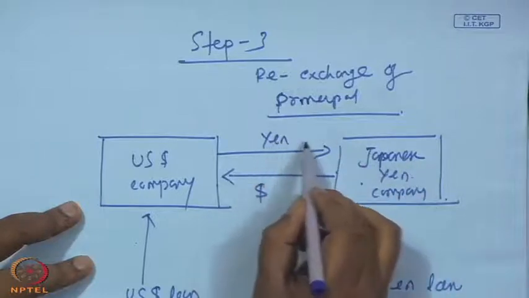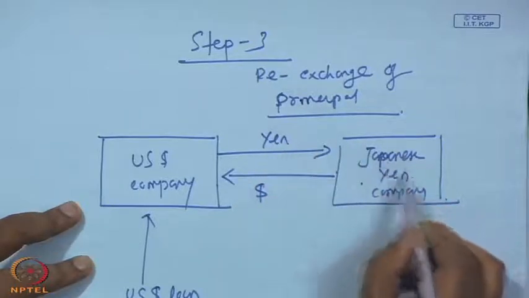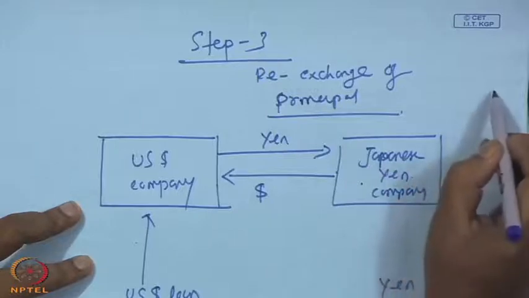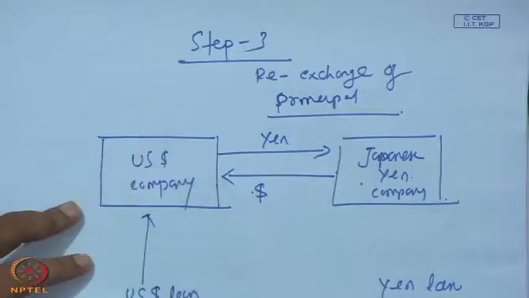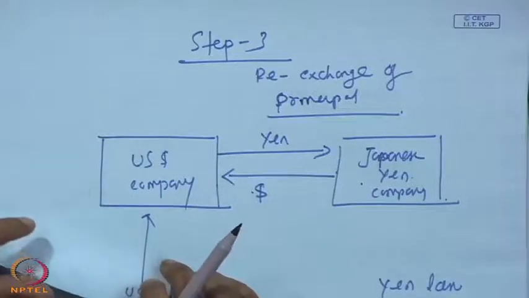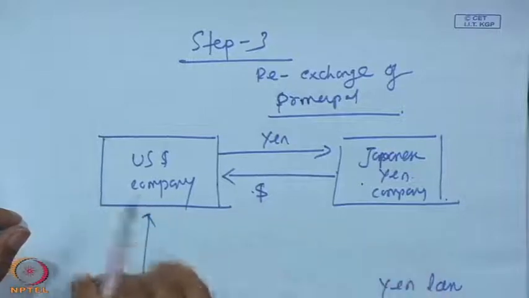After receiving the yen loan principal amount, the Japanese company will repay the loan principal. After receiving the dollar from the Japanese company, the US company repays the principal to the respective financier. So, this reverse transaction takes place here.